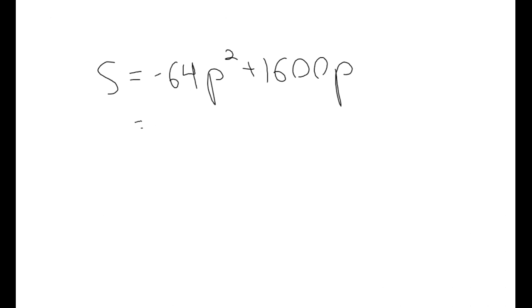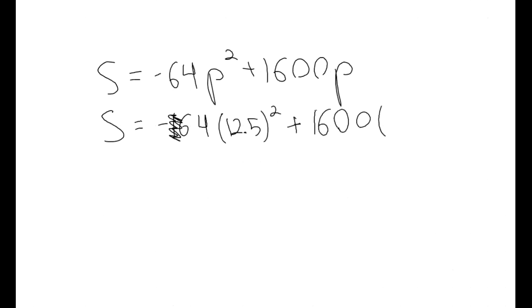So negative 64, and then P is 12.5 for the price squared, plus 1,600 times the price again. And again, don't feel like you have to know how they came up with it. It takes a lot of skill to know where the equation comes from. We're just going to shoot the numbers through.